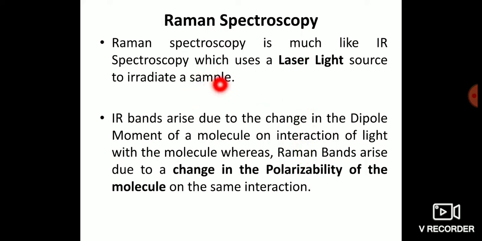In case of IR spectroscopy we use ordinary light, right, where the absorption occurs in the IR region, but in case of Raman spectroscopy we use a laser light source to irradiate the sample. And another major difference is that IR bands arise due to the change in dipole moment of the molecule, while Raman bands arise due to the change in polarizability of the molecule.